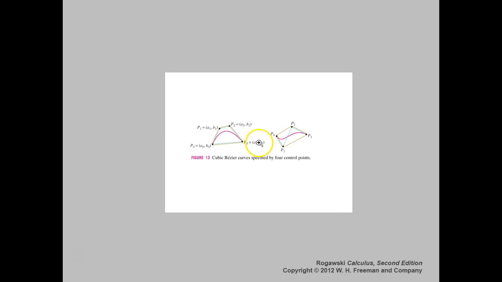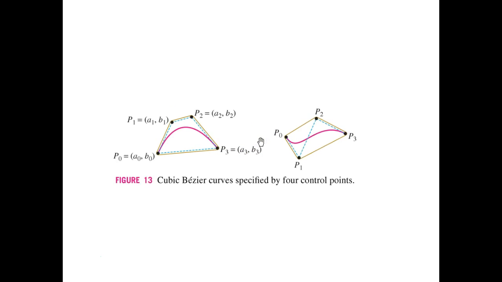Goodness, this is hard to see. All right. All right, here are our 4 points: P0, P1, P2, and P3, in that order. Okay?